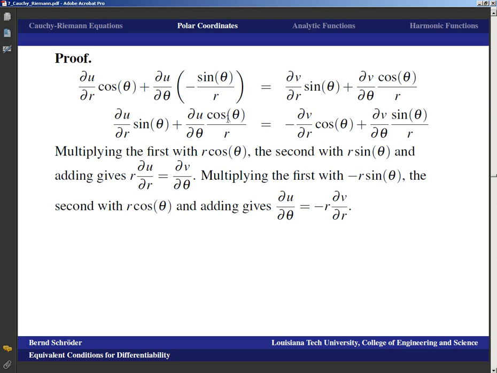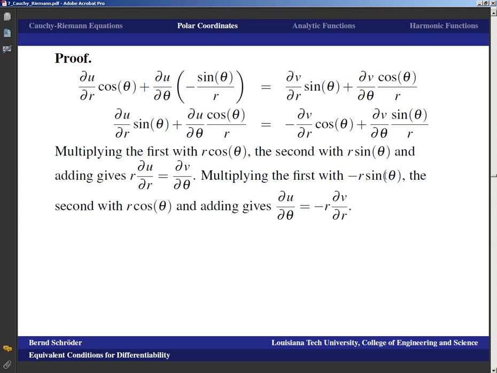Multiply the top here with negative r sine theta, we get du d theta sine squared theta. And the second one with r cosine theta, we get du d theta cosine squared theta. Cosine squared plus sine squared is 1, and we get just du d theta left over from the left side.